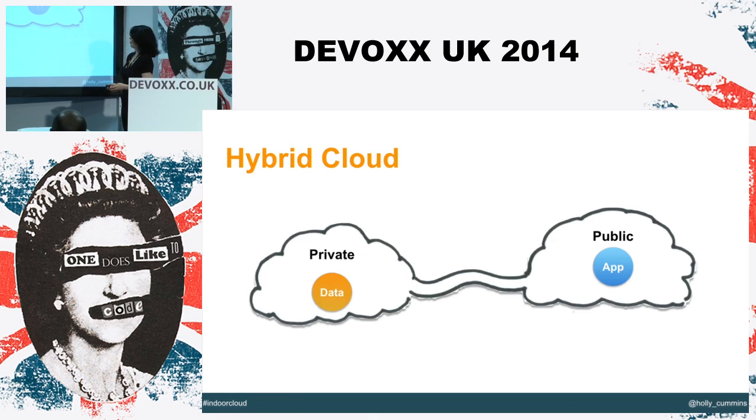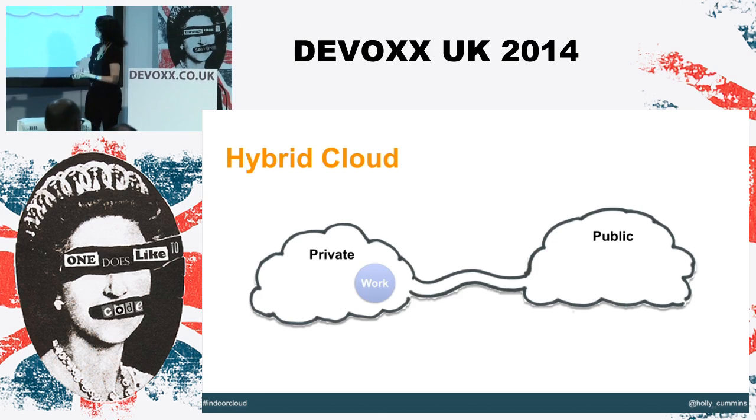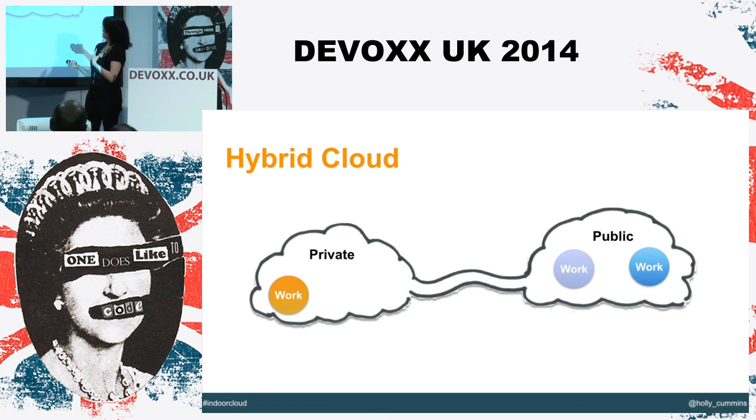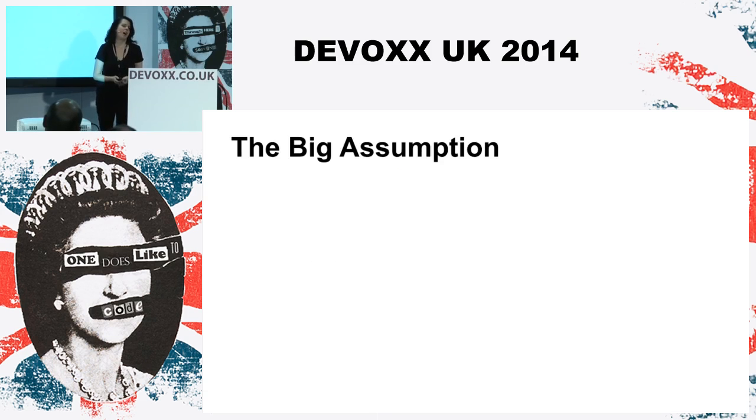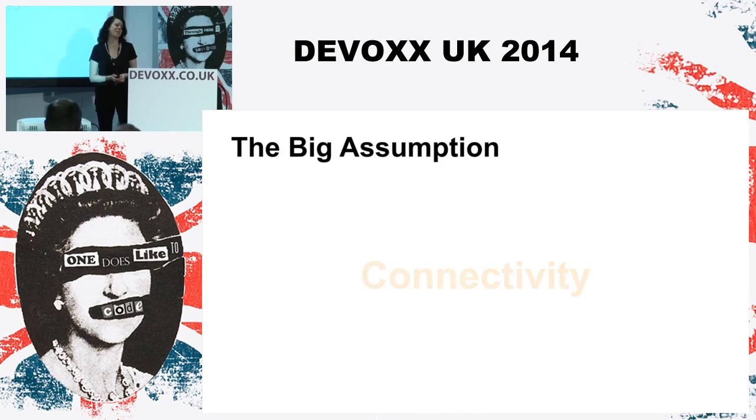Another model that we're talking about a lot, and I think this is the way the industry seems to be going, is the hybrid cloud model. The idea is you maintain both a public cloud and a private cloud, and you can have work in both. If your requirements change and you've got more work than you could do just on your private cloud, you can cloud burst and go out to the public cloud. But of course, all of these things have a big assumption, which is that they assume connectivity.